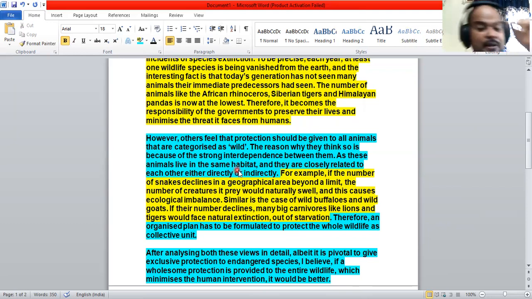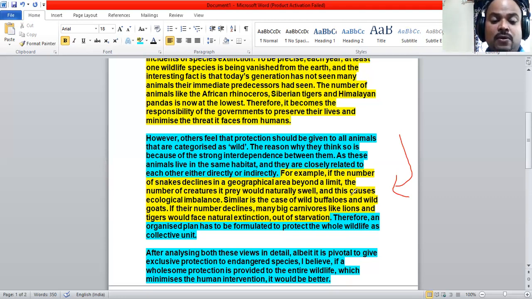The reason why some people feel that all animals should be given protection is because of the strong interdependence between them. They live in the same habitat and they are closely related to each other directly or indirectly. Now the explanation is given. Two examples are given. One example is about the snakes. Another example is about buffaloes and wild goats.